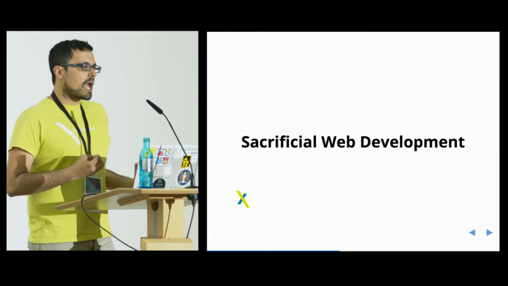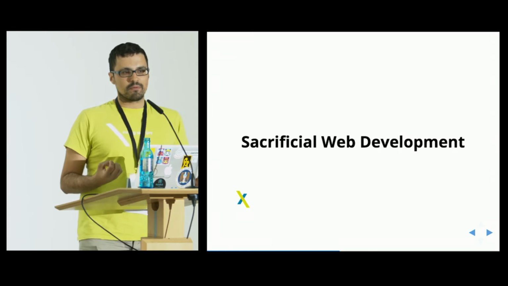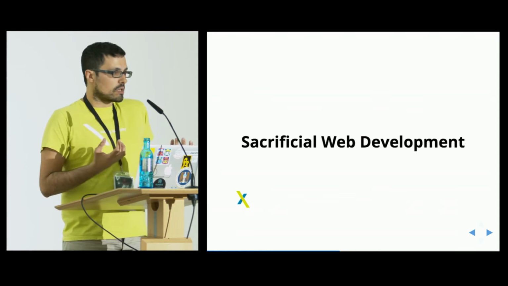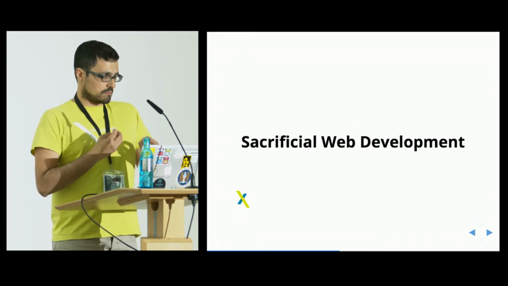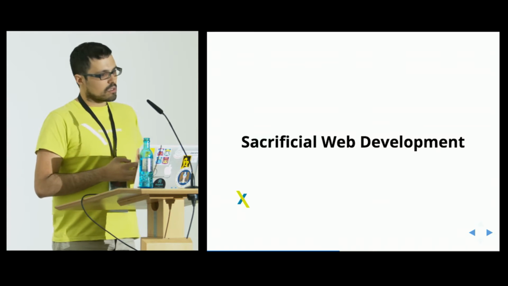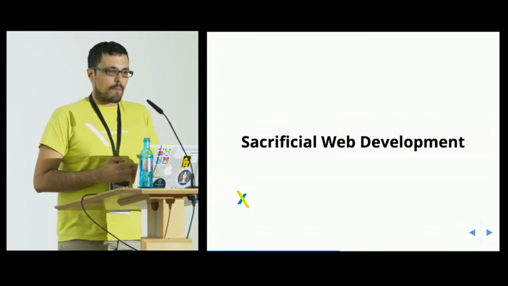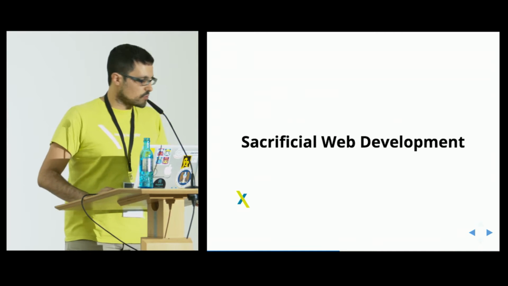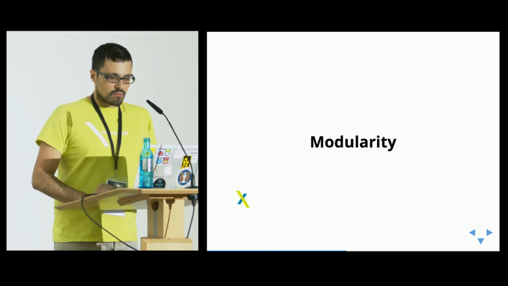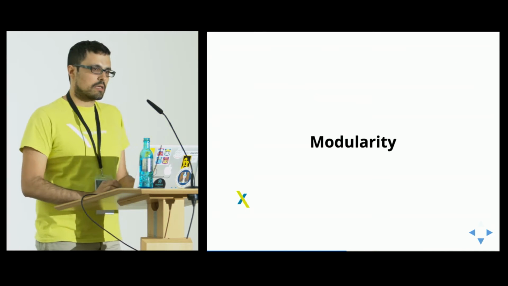Let's try now to apply this kind of architecture to web development. As I said before, there's no simple way to do it because it's not a pattern. But what I can give you are some hints to apply it to your new projects in the future. Let's talk about modularity. A modular application is a good way to build a sacrificial architecture.